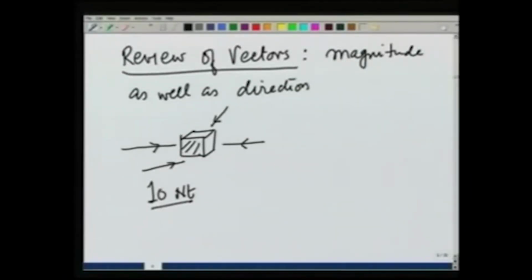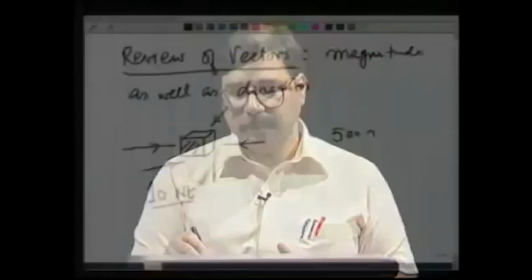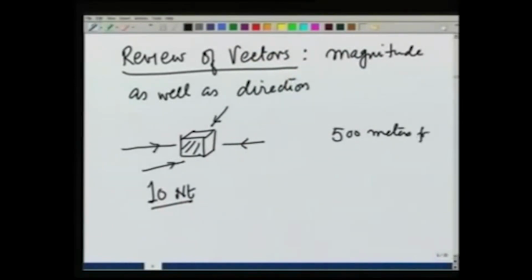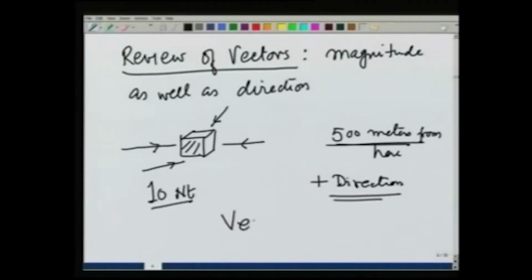Similarly, suppose somebody comes and asks you where is your friend's house? And you say it is 500 meters from here. Again, it will be a meaningless statement unless you tell him that it is 500 meters to the east, to the west, to the north, to the south, southeast. So, a direction is also needed. So, there are certain quantities for which you need the magnitude as well as the direction, and these quantities we are going to call vectors.